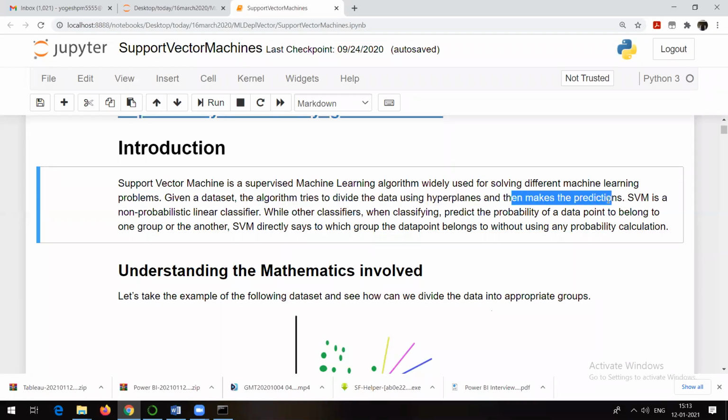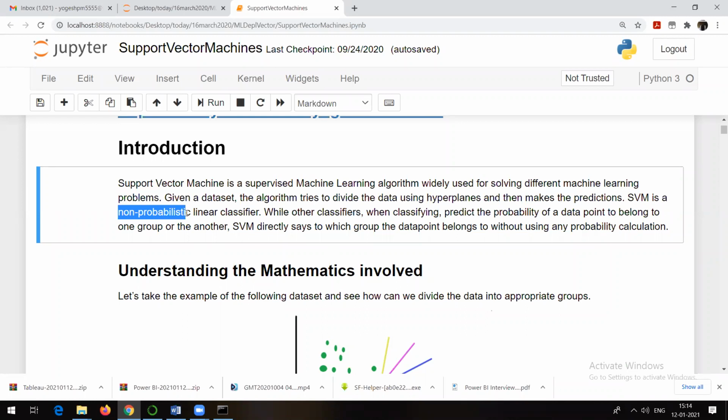So it does not make use of the probability concept, right? So SVM is a non-probabilistic linear classifier. Why is the word non-probabilistic used? Remember all these terms; they are very, very important. There can be a true or false question: SVM is a probabilistic linear classifier, or SVM is a non-probabilistic linear classifier. So SVM is a non-probabilistic linear classifier. Why? Because it does not make use of probability.